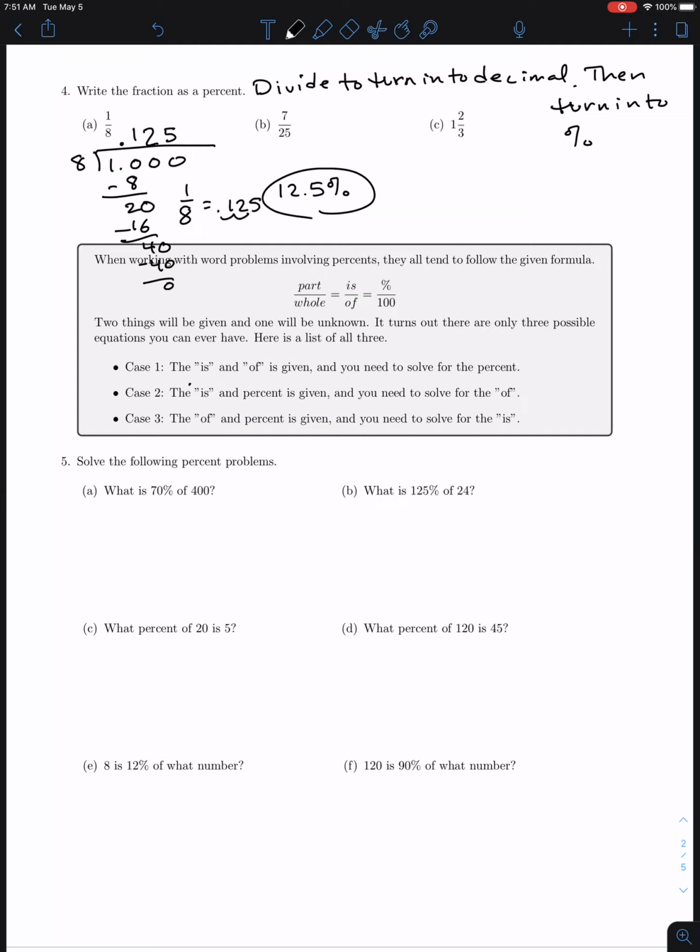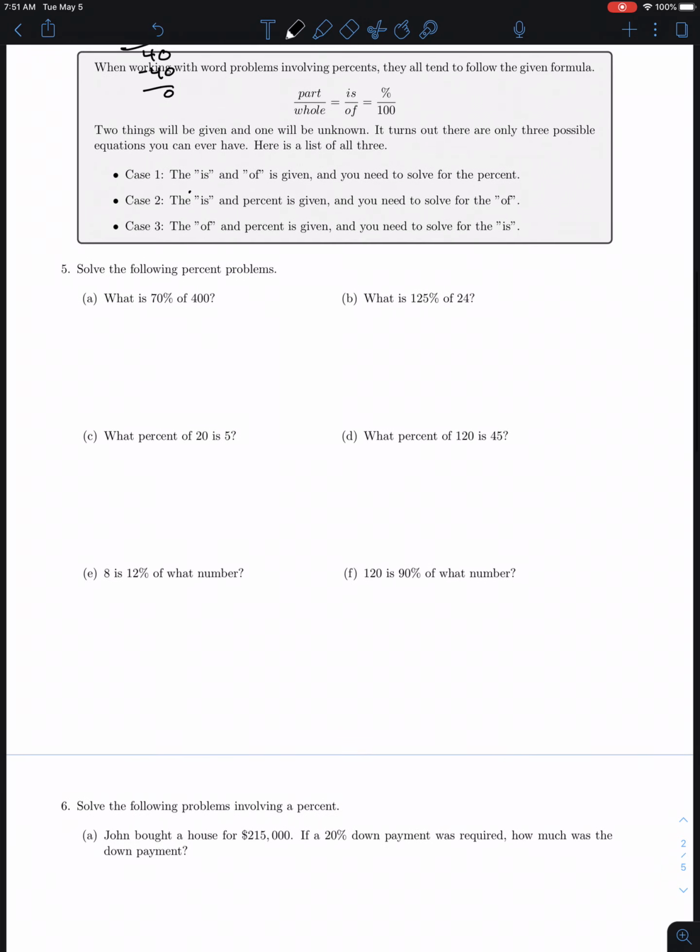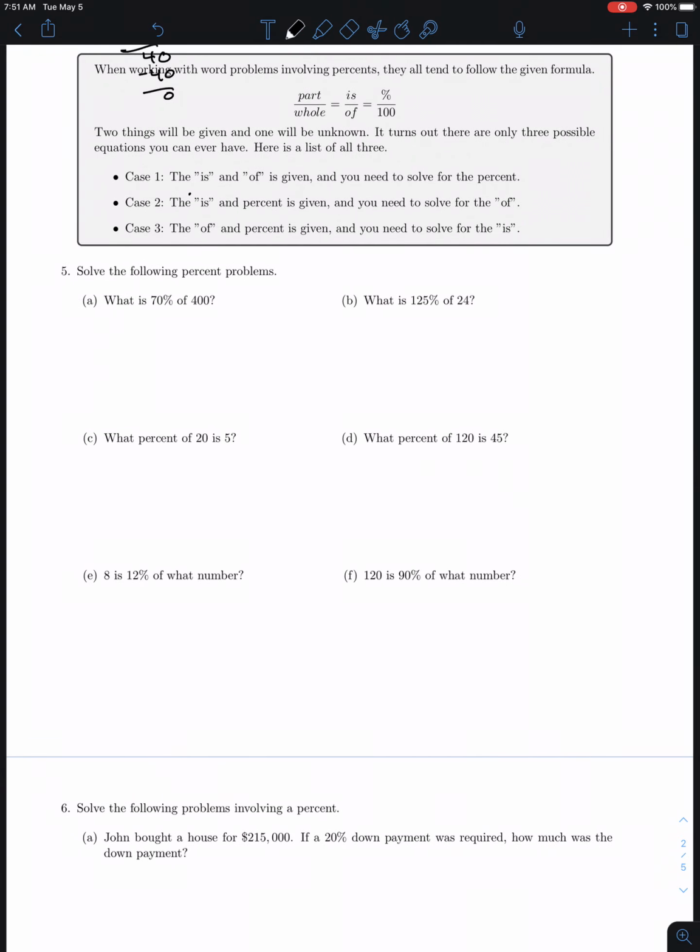So again, at this point, make sure you go back, pause the video, and practice all those ones for 1, 2, 3, and 4. Otherwise, we want to move into the problems that were on the gateway exam that we had talked about, these "is" and "of" problems. The way to remember these is they're always going to be of this form: is over of equals percent over 100. So all we're trying to do is find the missing spot, fill it in, and then solve for it.